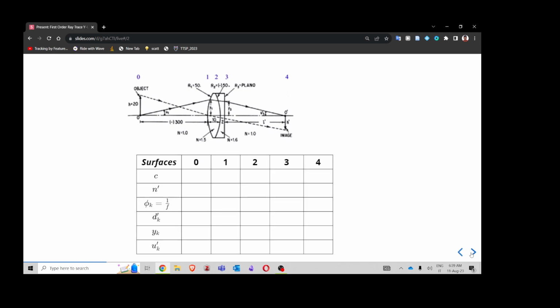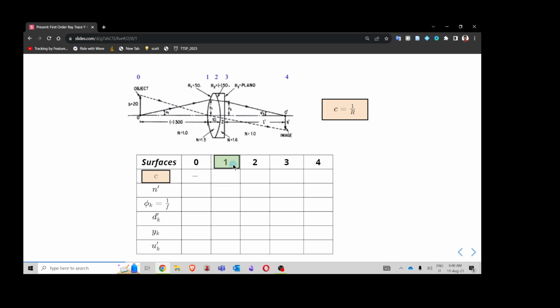In order to find L dash, first we need to populate all the values in the table. Then figuring out L dash is quite straightforward. So let's go through each of the variables one by one. The first thing is the curvature, which is nothing but 1 by the radius of curvature, right? Now, if you look at the zeroth surface, which is the object plane, there is no curvature, because there is only the object, there is no surface, it's just empty air.